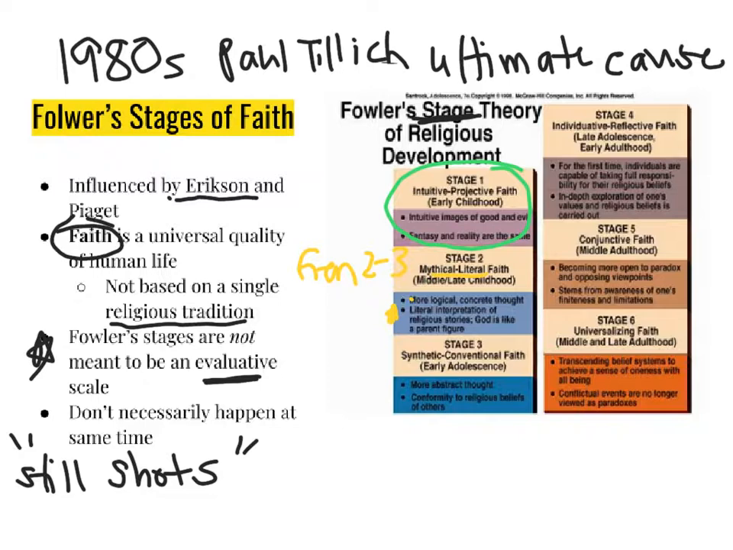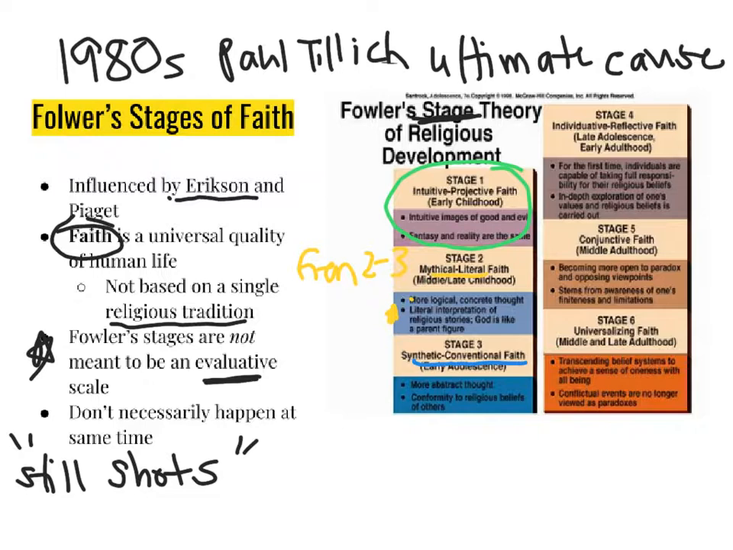Now, when you get to stage 3, this is called the synthetic conventional faith, and it usually happens around adolescence. So stage 3 is typically around puberty, but many adults, Fowler found, didn't move beyond this stage. It's like the sacraments. I didn't get baptized till I was 14. I didn't get confirmation till I was 25. Sometimes the stages of faith development happen at different times in different people's lives. But no matter when it happens, they tend to have these characteristics.